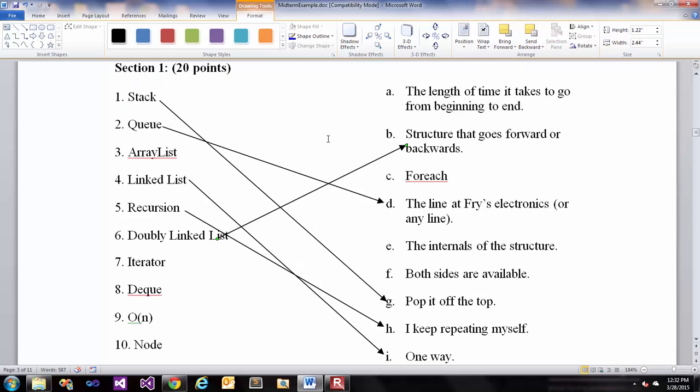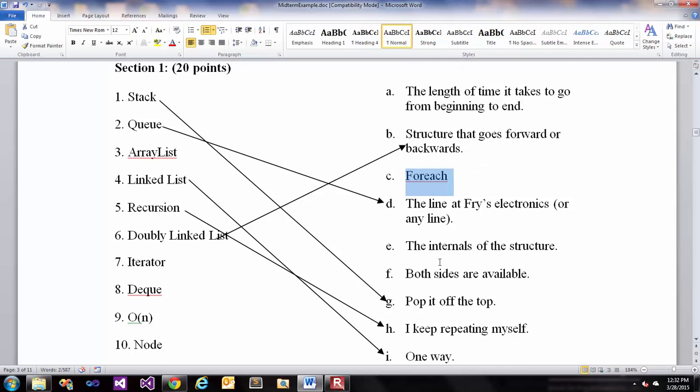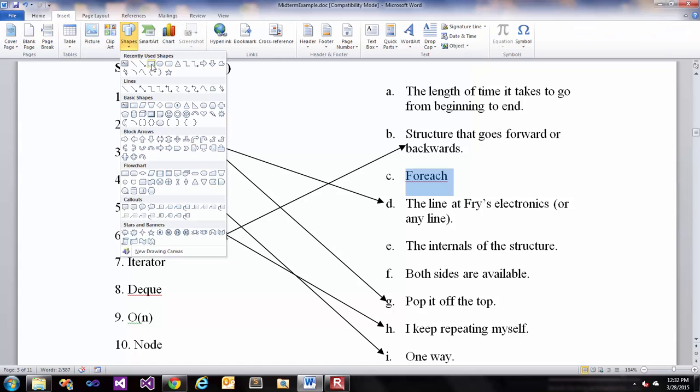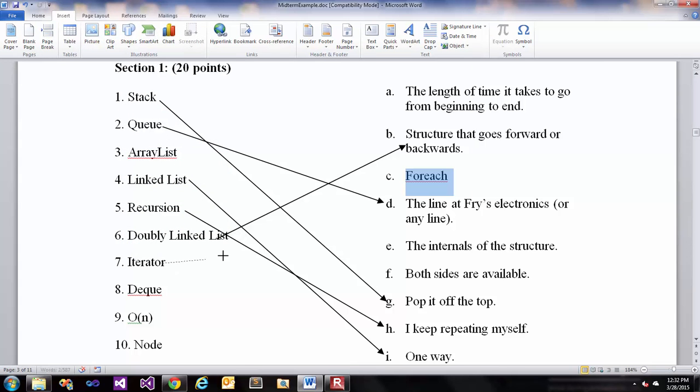Iterator, as you recall, when generics were introduced, iterators came along with that, and the for each operator came along with that as well. So to use the for each, you need to have an iterator essentially. So for each and iterator are the best matching there. So iterator to for each.